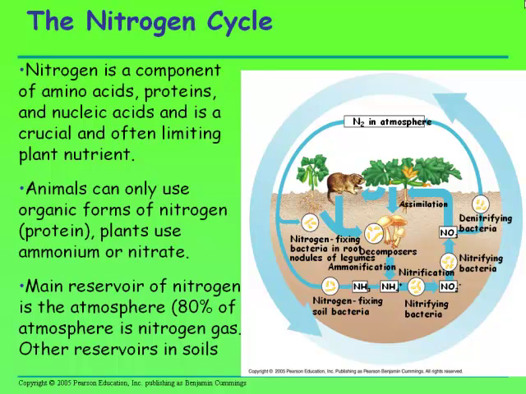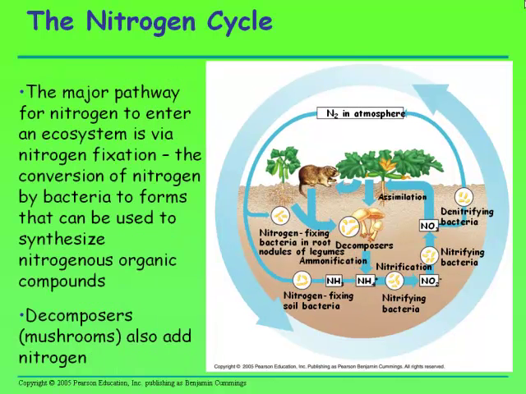So this is much more complicated than the previous carbon and water cycles we've talked about. But you can see how bacteria are very important in this process. Nitrogen bacteria nodules, nitrogen-fixing soil bacteria, nitrifying bacteria, denitrifying bacteria, then decomposers, assimilation back into the soil, and here the animals feeding on this, and then nitrogen in the atmosphere.